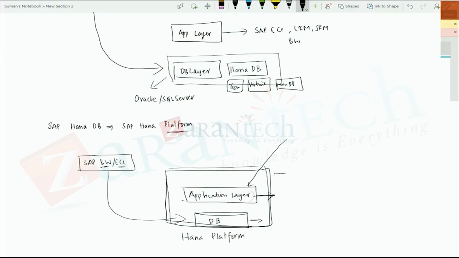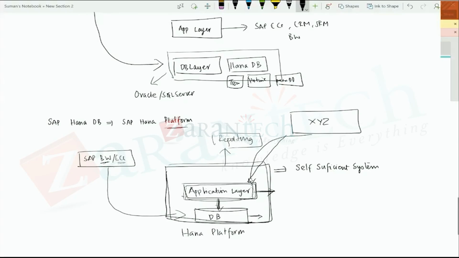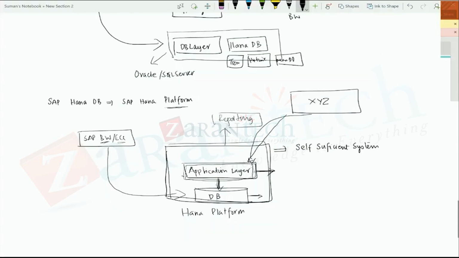So what happened is SAP HANA became a self-sufficient system. Let's say I have a proprietary application. I have an application that is built within my own company called XYZ. I can recreate that application in my HANA system directly in my application layer using the capabilities of the HANA database and provide reporting on top of it directly. I don't have to rely on any other SAP application. The application layer is directly built in the HANA system. That is one reason why SAP HANA is now referred to as a platform.